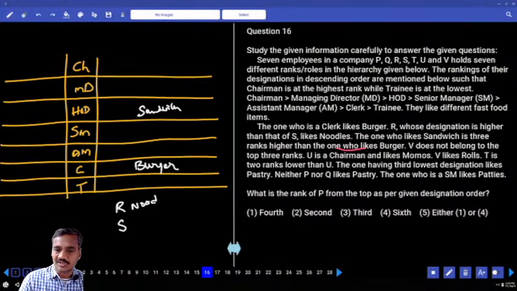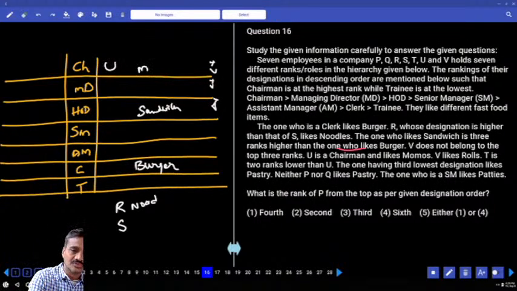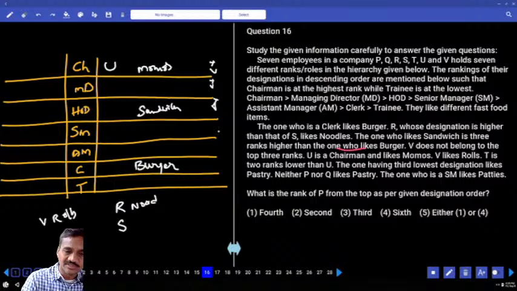And W does not belong to top 3 ranks. Now W cannot be in the top 3 ranks, and W cannot be in the last 4. And U is the chairman. Now U the chairman likes momos, and W likes rolls. And W likes rolls here. And W can be either senior manager or assistant manager or a trainee.